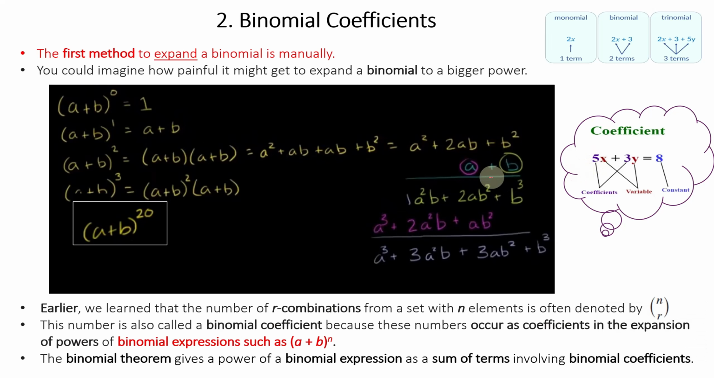Now, again, if we try to do expanding a binomial manually, it's going to be easy for 0, for 1, for 2, etc. But if you have big numbers like this, it's going to be much harder. Now the idea is that we learned that the number of r combinations from a set is denoted like this. So how do these two connect? This number is also called the binomial coefficient because these numbers occur as a coefficient of expansion of the powers such as (a plus b) to the power of n.